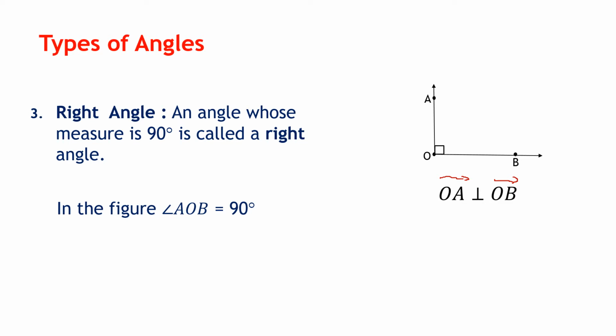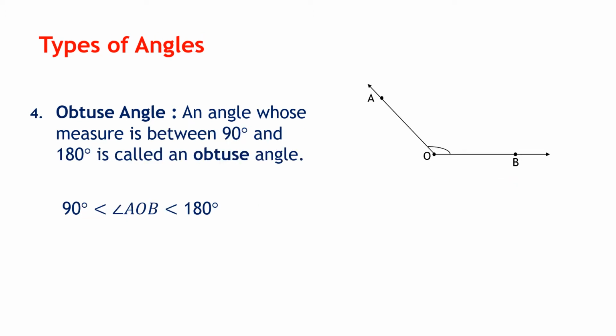The next one is an obtuse angle. You can see this obtuse angle is more than 90 but less than 180. An angle whose measure is between 90 degree and 180 degree is called an obtuse angle. Remember the names: zero angle, acute angle, right angle, obtuse angle.